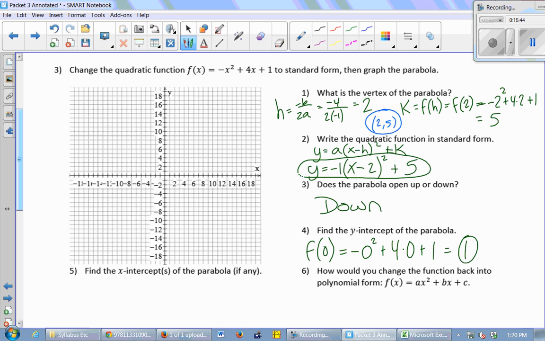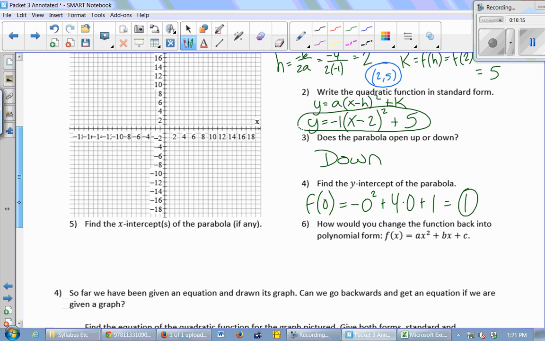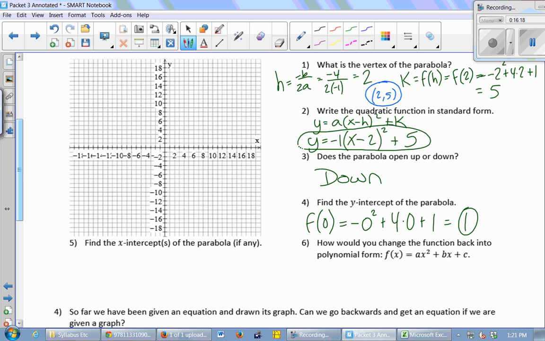So now I'm going to graph it. Vertex is at 2, 5. My y-intercept is at 1. And it opens down. So it's going to look something like this. Oh, sorry, I should have found the x-intercepts first. So we could be a little more accurate. Okay. How do you find, in general, the x-intercepts of a function? Yeah, make the y 0.